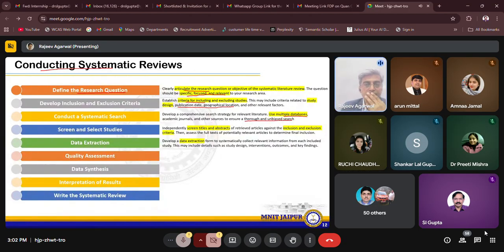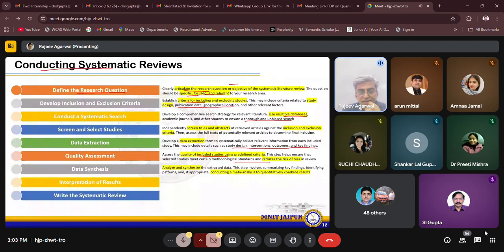So, good question. Now, data extraction is the form which systematically collects design, intervention, outcome, and key findings. Just see these words, they are very powerful. Then assess the quality of included studies using predefined criteria, and you need to reduce the bias. We will understand this once I give you hands-on.